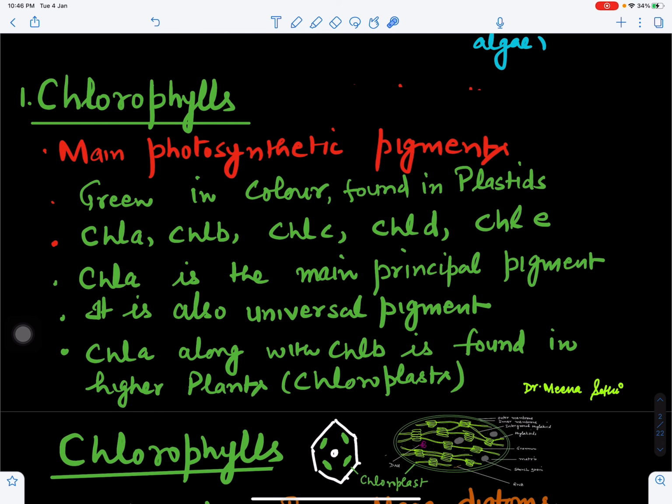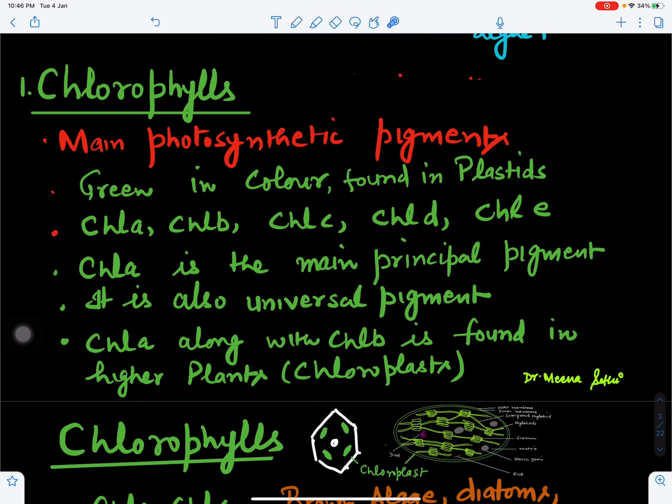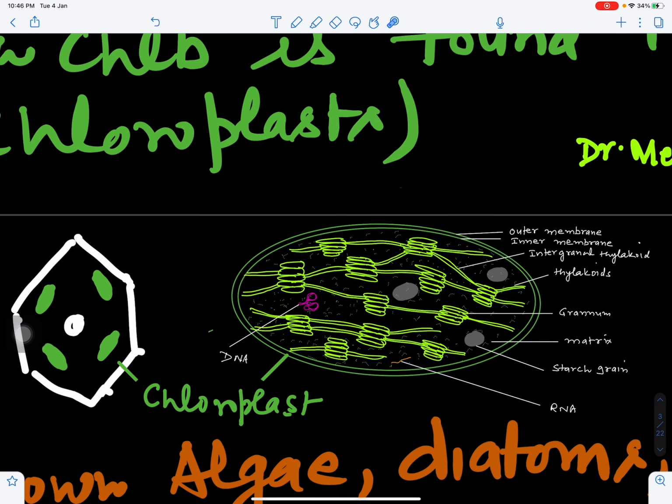Chlorophylls are the main pigments involved in photosynthesis. They give green color to the plant and they are found in plastids called chloroplasts. If we see the structure of the chloroplast, it is double membrane enveloped, and inside it has thylakoid and grana-like structures, and this is its DNA, which makes the chloroplast a semi-autonomous organelle. The detailed structure of the chloroplast has been discussed in a separate video.